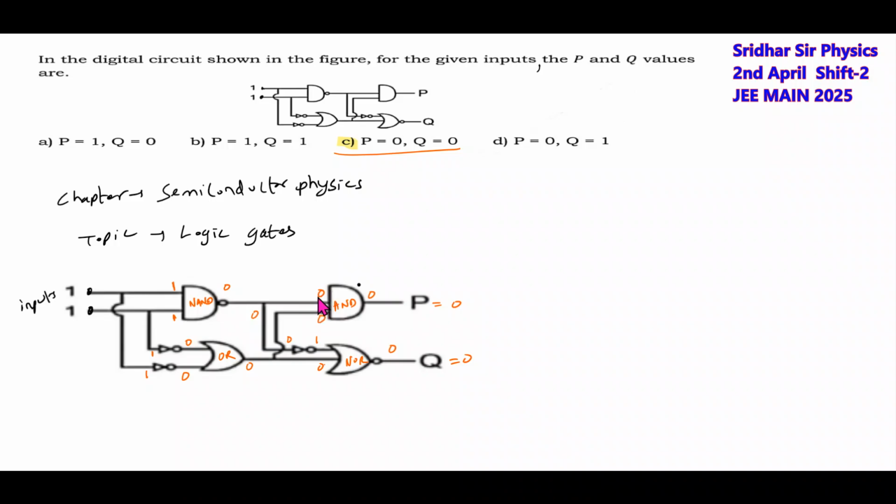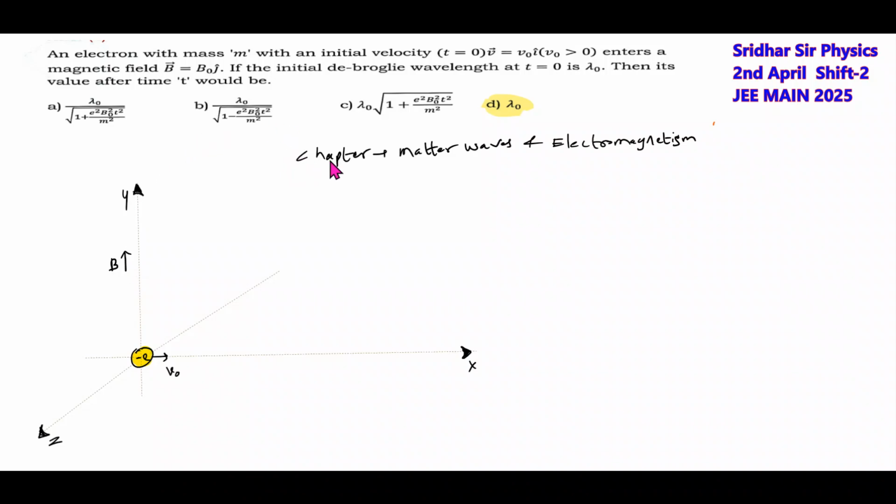We'll move to the next question. This question belongs to the chapter Matter Waves and Electromagnetism. It is based on these two topics: moving charged particle in a magnetic field, deflection of a moving charge in a magnetic field, and its associated de Broglie wavelength. Let me read the question.